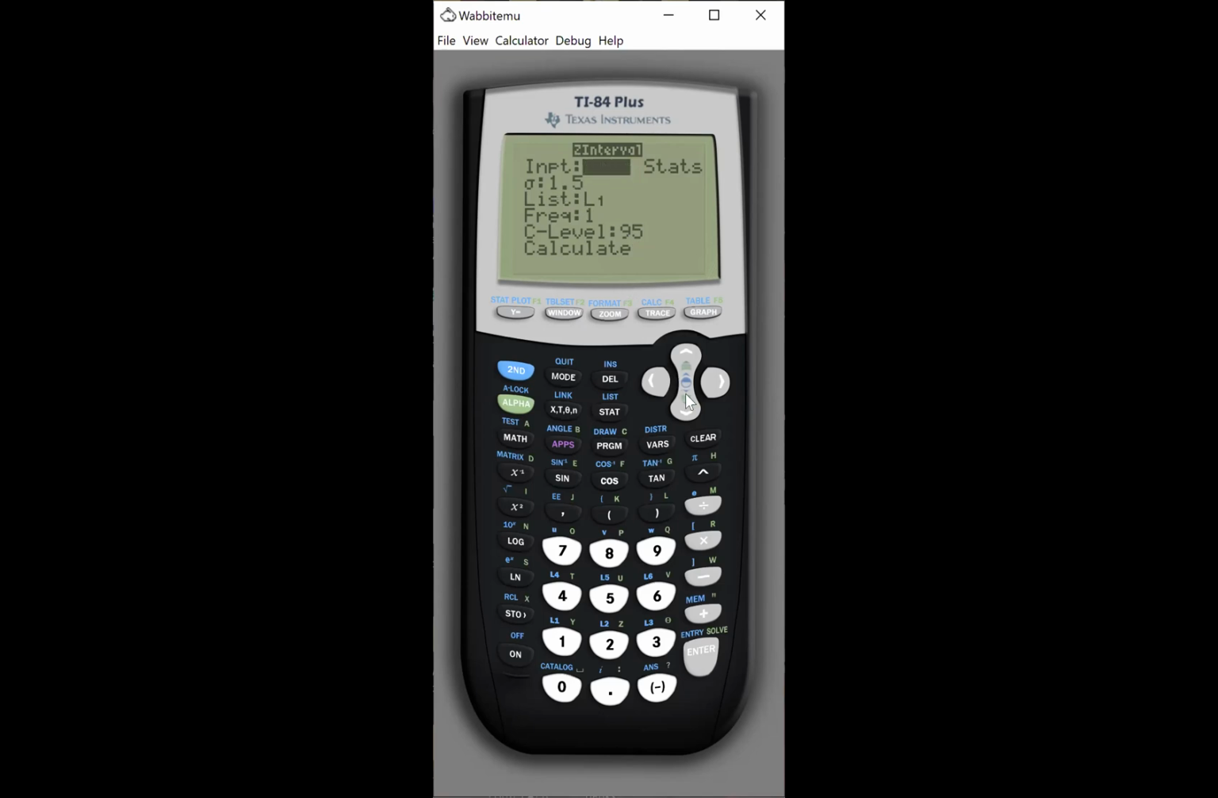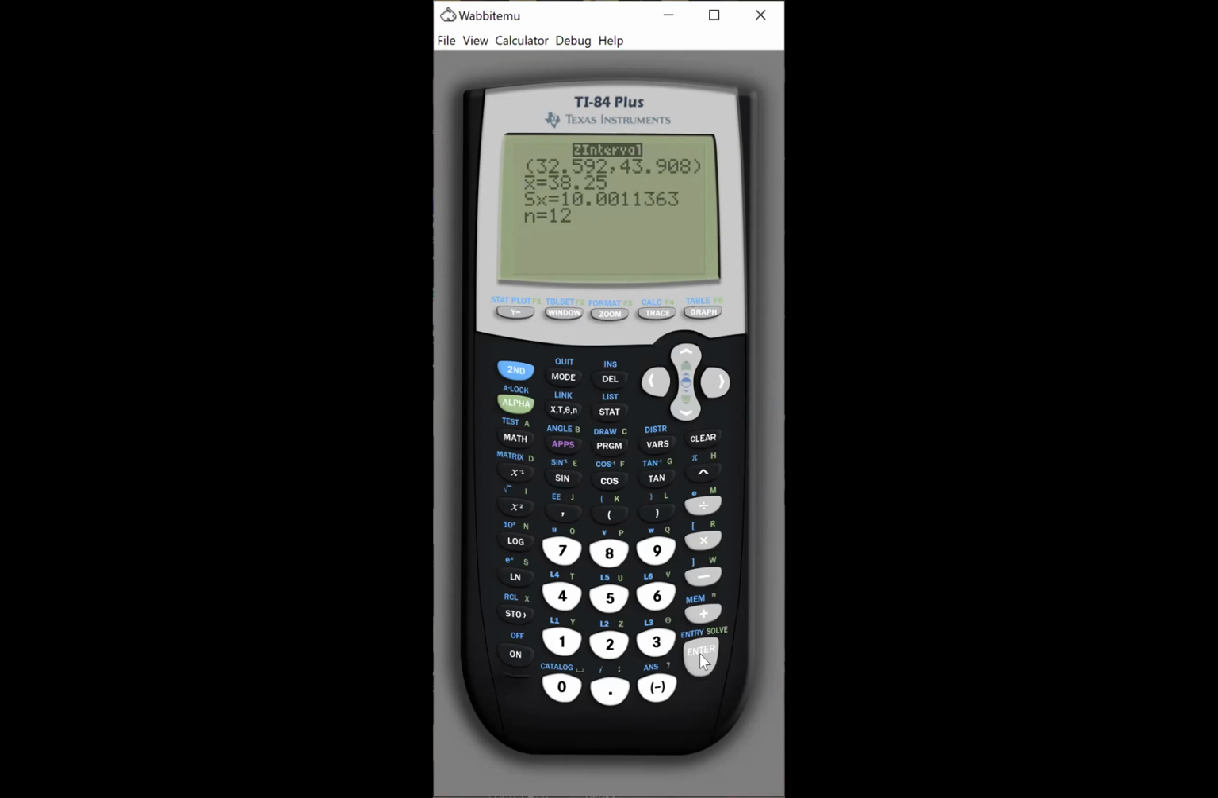For sigma, sigma is equal to 10. For the list, that's where you tell it where the data is. Since I put mine in L1, I leave it as L1. My confidence level is still a 95% confidence level, so I'll just leave it as this, and you go to calculate.